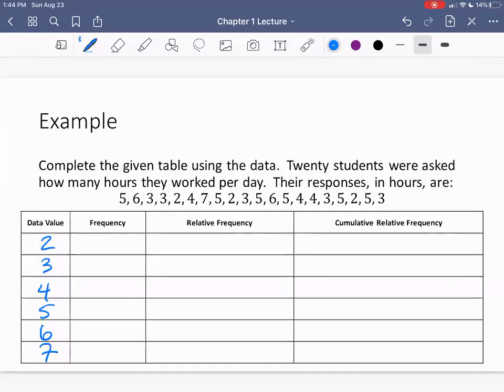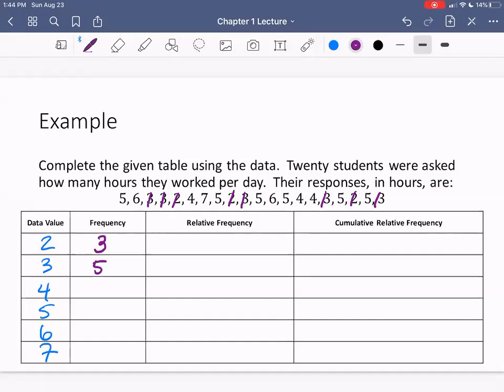Now we're going to talk about how many times they show up. And here's one way of doing it. You don't have to do it this way, but a very common way of doing it is crossing it out as you go. So I'm going to go through and say, okay, 2, so there's 1, 2, 3. There's 3 2s, so here's 3. Now I'm going to go and find all my 3s. There are 1, 2, 3, 4, 5. So now I have 5 3s.